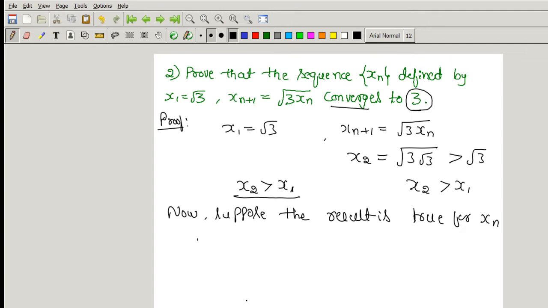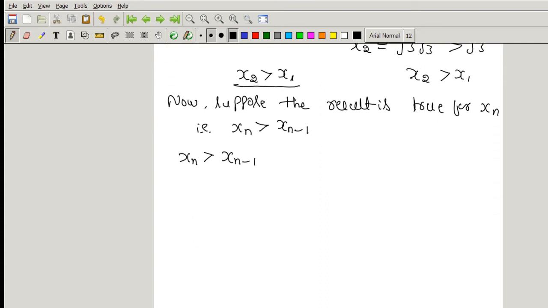That is, xn is greater than xn minus 1. Here we have assumed that the result is true, that is xn is greater than xn minus 1. Now we have to prove for the n plus 1th term. So therefore consider this result: xn is greater than xn minus 1.